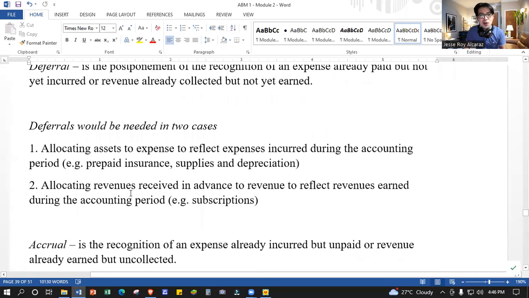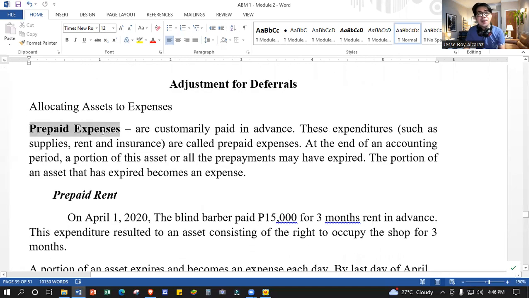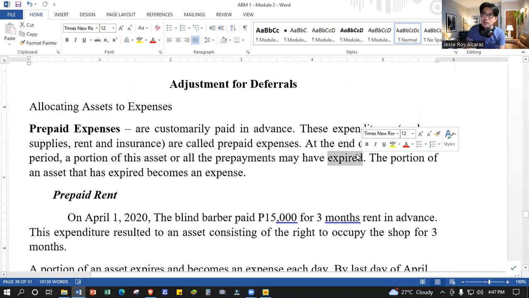So examples of deferrals. Okay. Prepaid expenses. So this is the most common, no? Are customarily paid in advance. This expenditure includes, but not limited to, supplies, rent, and insurance. And at the end of the accounting period, i-check natin whether or not mayroon na bang nagamit na portion or mayroon nang na-expire. And then we adjust.